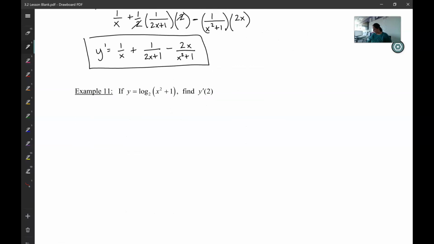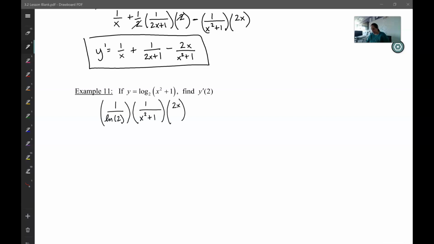Okay, let's try this one, example number 11. Use your rules from this unit to take the derivative of this one. I want you to try this on your own, and then come back and see how you did.